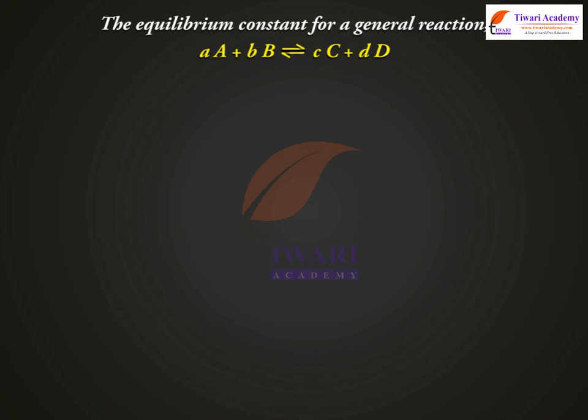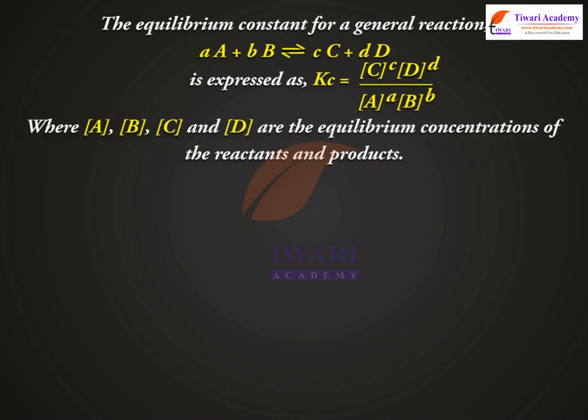The equilibrium constant for a general reaction aA plus bB in equilibrium cC plus dD is expressed as Kc is equal to concentration of C raised to the power c into concentration of D raised to the power d upon concentration of A raised to the power a into concentration of B raised to the power b, where concentration of A, concentration of B, concentration of C and concentration of D are the equilibrium concentrations of the reactants and products.